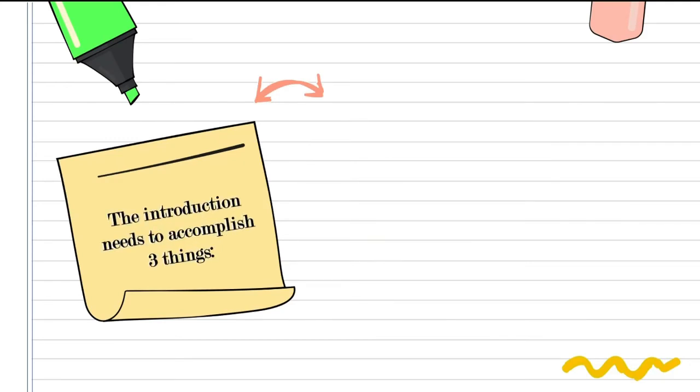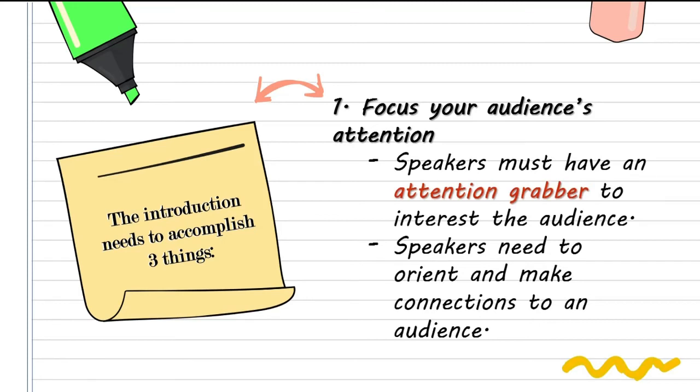But in the introduction, there are three things you need to accomplish. First is to focus your audience's attention. A speaker has a tool for this, called an attention grabber. If a speaker applies this kind of tool, there's a possibility that the audience will be interested in listening to the speech, because speakers need to orient and make connections with an audience. Why? Because the audience will evaluate their speaking, and it's not only to evaluate the communication skills of a speaker, it also helps them reflect on the information from the speaker. That's why the speaker and audience become united and have a connection.